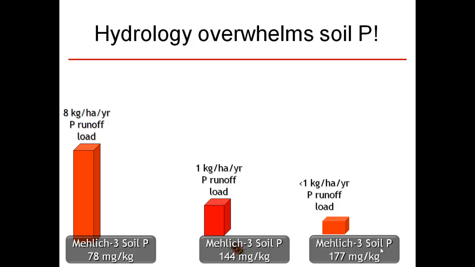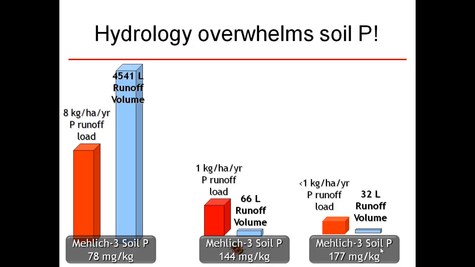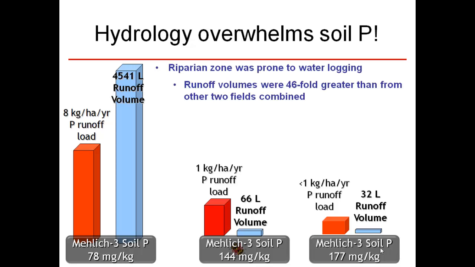So this huge amount of phosphorus was leaving the lowest soil test P area. And then the other two are nominal, 1 kilogram per hectare per year and less than 1 kilogram per hectare per year in the highest soil test phosphorus field. And what was the difference? It was the amount of water leaving the field. That low soil test P area had a huge amount of water. The riparian zone had 46-fold greater runoff volume than the other two fields combined.